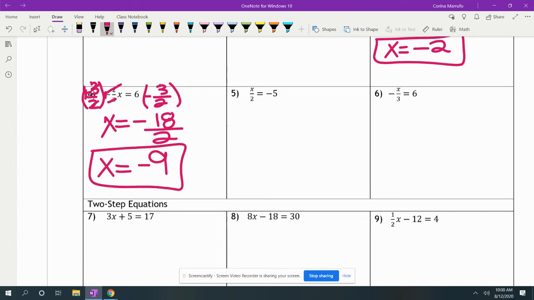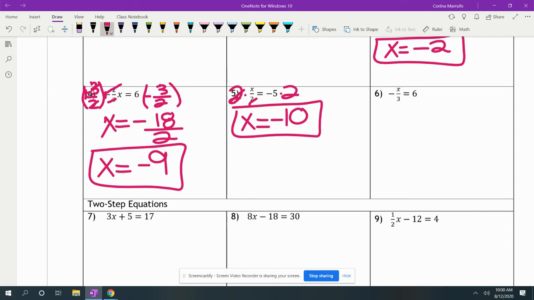Okay, so this is our solution. All right, number 5. This time we have x divided by 2. Okay, so on this one, in order for us to solve for x, we are going to multiply instead, because it's x divided by 2, the opposite is multiply. We're going to have to multiply both sides by 2. So here the 2's cancel out, and we're left with x equals negative 5 times 2 is negative 10.